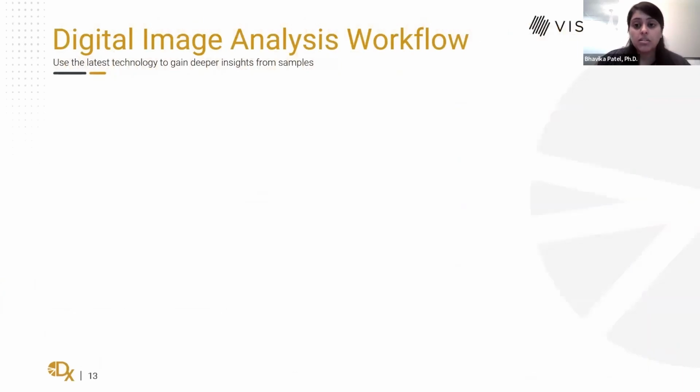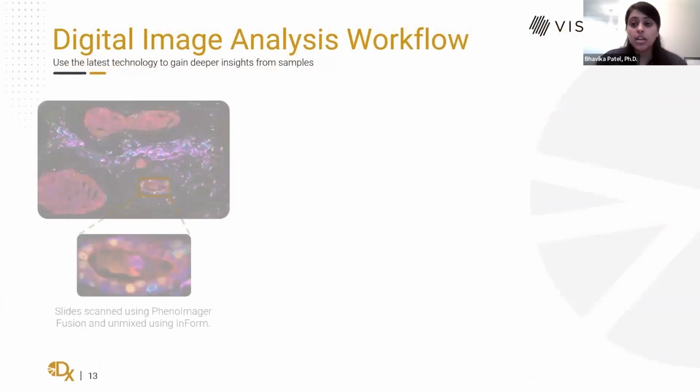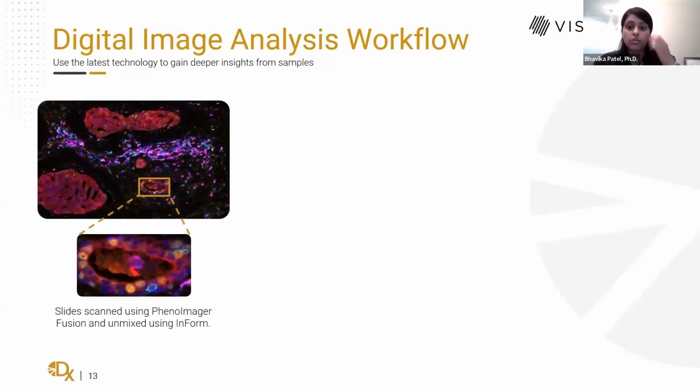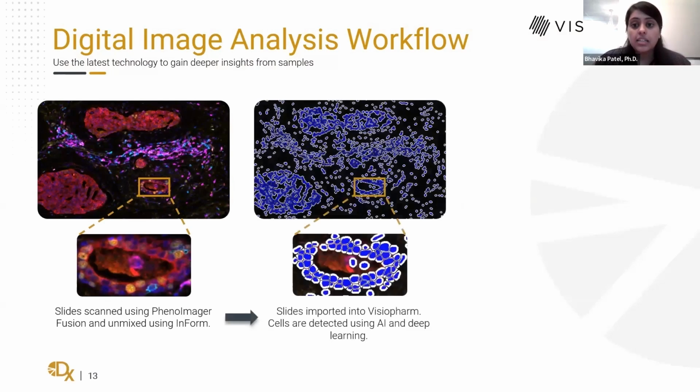After scanning our images, our analysts use the Akoya Inform software to correct for autofluorescence. Images are then imported into the VisioFarm platform for further analysis. Using AI and deep learning, cells are segmented into nuclear regions, highlighted in blue here, and cytoplasm, highlighted in white.